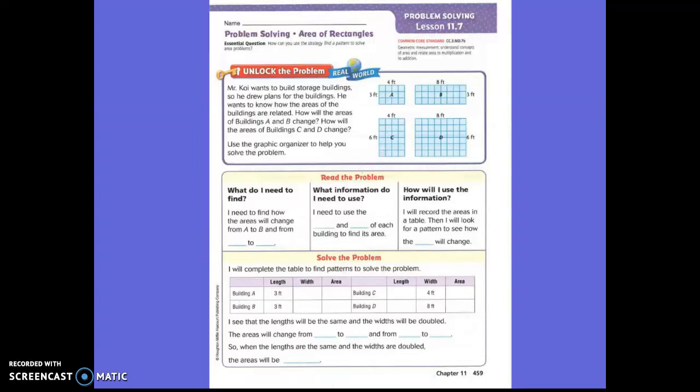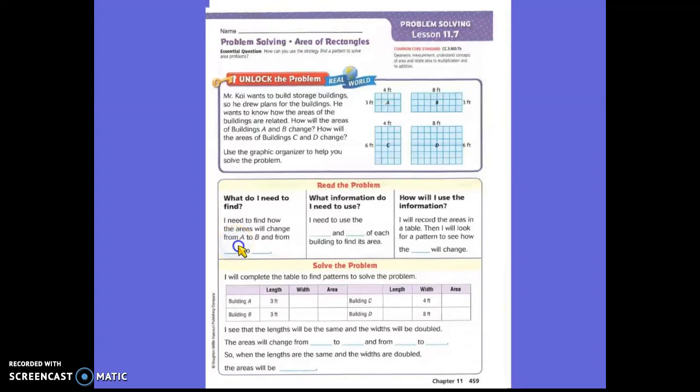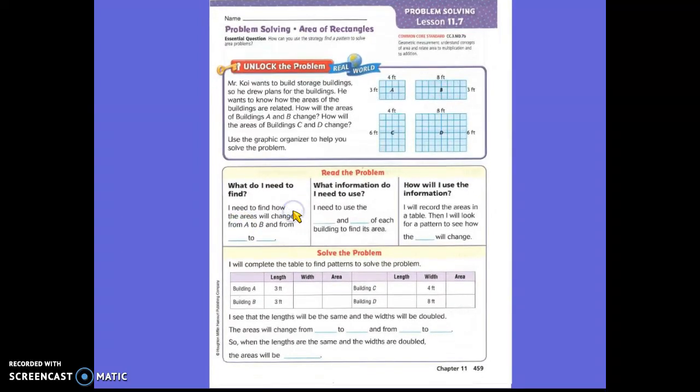Okay, number one, our first box says, what do I need to find? Read the stuff in it. I need to find how the areas will change from A to B and from C to D. What goes in these? C to D. Write that in.